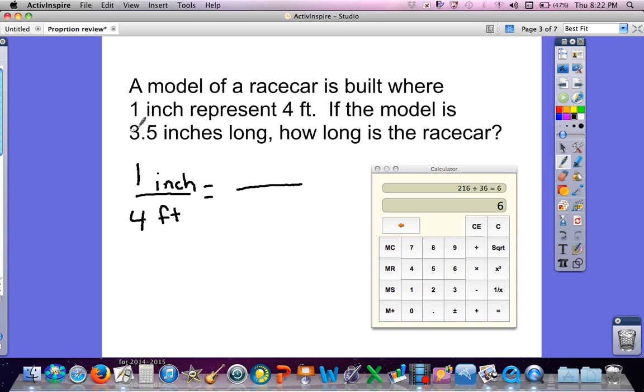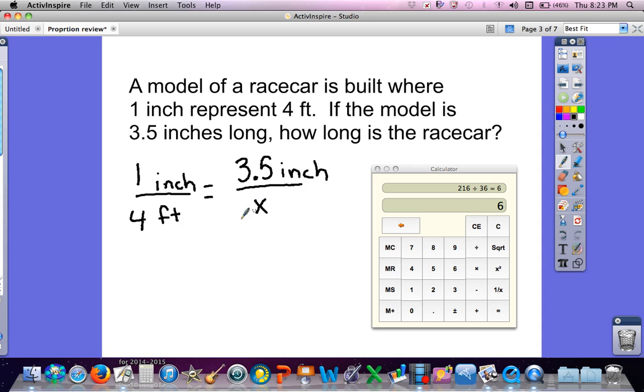The model is 3.5 inches. That's going to go on the top of this ratio because I set this up with inches on the top of this ratio. It really doesn't matter whether I put inches over feet or feet over inches, as long as I lay out the second ratio the same way. So since I put inches on top here, inches here, and we want to find out x feet.